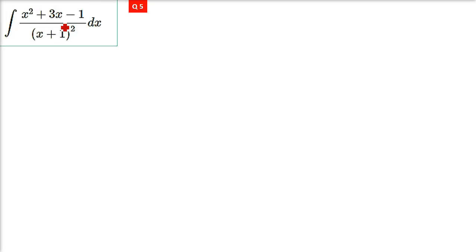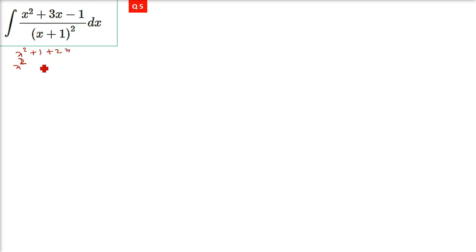We have x square plus 3x minus 1 divided by x plus 1 whole square. By now you have understood what we have to do. x plus 1 we need in the numerator, so that we can cancel this x plus 1 whole square as many times as possible. So x plus 1 whole square is x square plus 1 plus 2x. Then we have x square plus 2x plus 1 in the numerator.